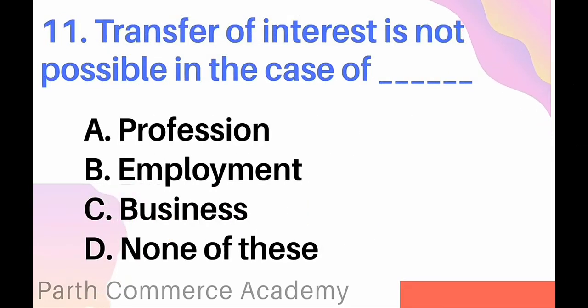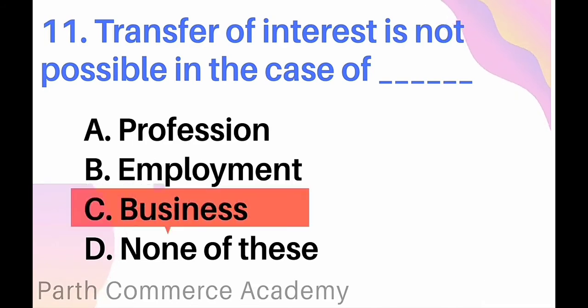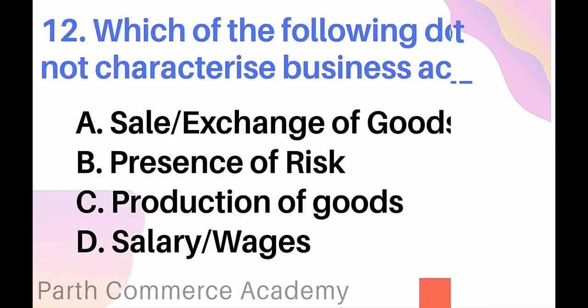Next question is, transfer of interest is possible in the case of profession, employment, business, and none of these. We know very well that in profession and employment, transfer of interest is not possible. Only in business, transfer of interest is possible. So the correct answer is option C, business.